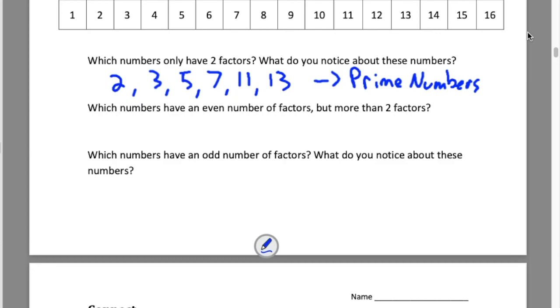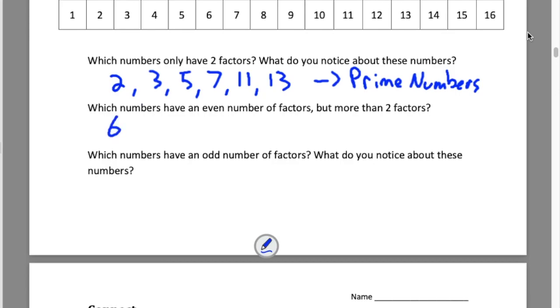The next question asks us which numbers have an even number of factors, but more than 2. Okay, so an even number of factors, but more than 2. Well, that's kind of tricky, but let's take a look. If I scroll down my list, an even number, but more than 2, well, that's not going to be 2. That's an even number, but it has to be more. So the next one would be 4. And if I look at my chart, the first one I hit is the number 6.